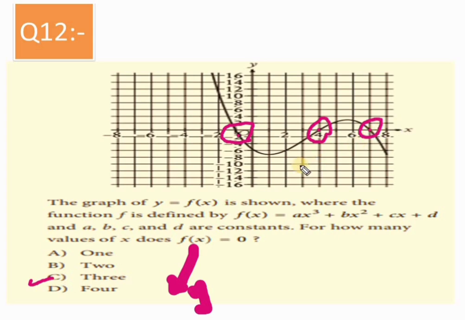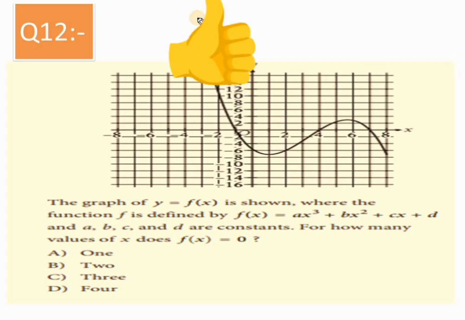And you may ask me a question: is it possible that the graph goes back and intersects the x-axis again? The answer is no, because the equation is not alternating. So if you continue drawing this graph, you will find it goes up forever and goes down forever.